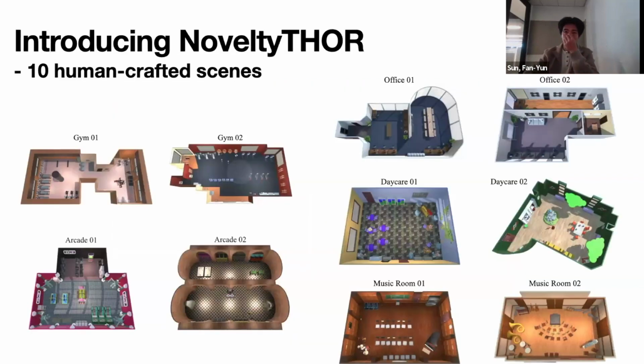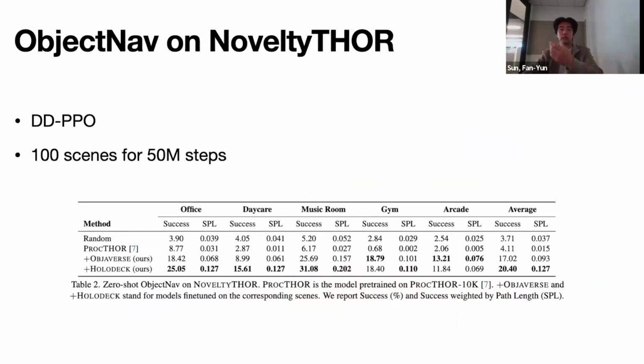So we had 3D artists and engineers create 10 scenes, and then we trained on a bunch of generated scenes and tested on these human crafted scenes on object navigation. We trained distributed PPO and showed that it was able to zero-shot transfer better just after training on the 3D environments that we generate.